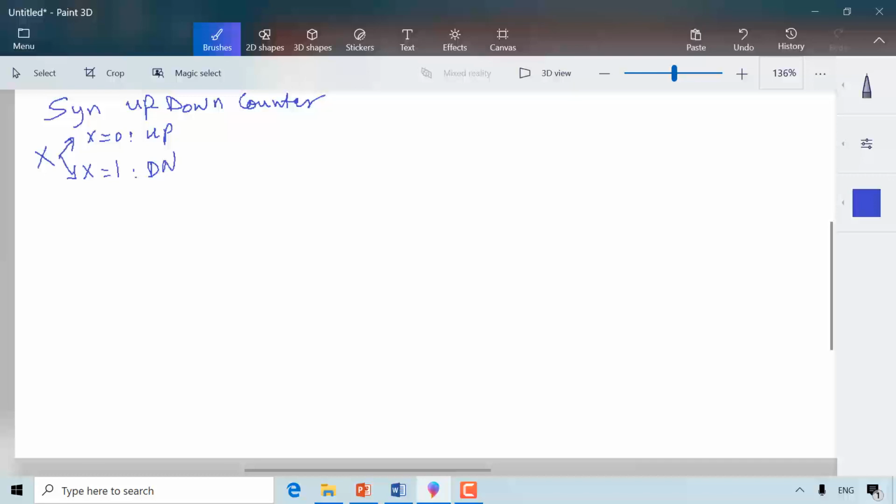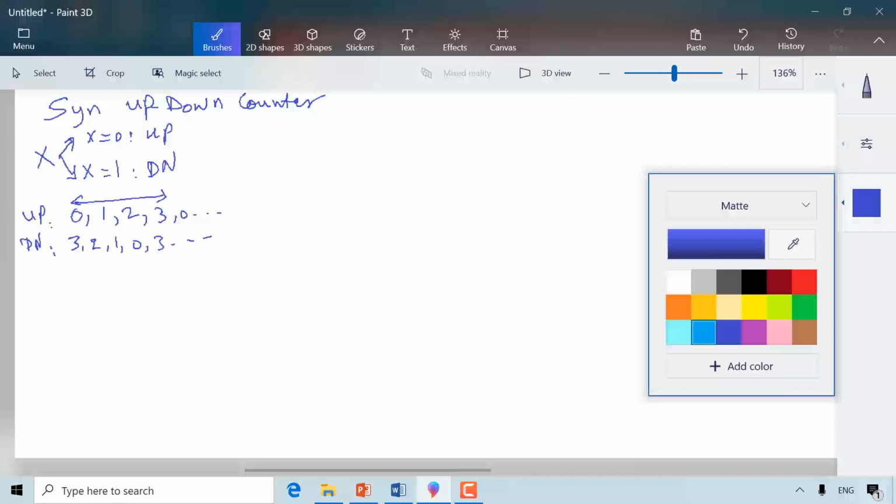So let's try this state diagram. I'm going to assume that I would like to count 0, 1, 2, 3, then 0, etc. Or 3, 2, 1, 0, 3, etc. So this is my up and this is my down. I have to be able to do both. Since the length of the sequence is 4 codes of binary, I need only 2 flip-flops.